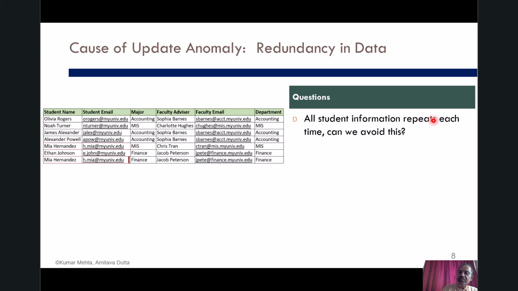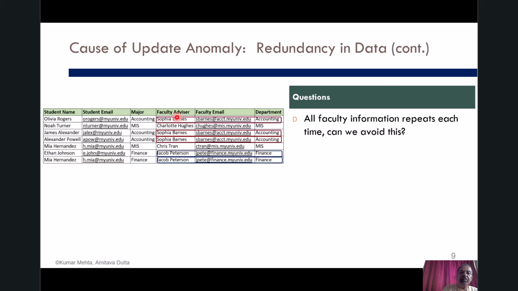All student information repeats each time because we put everything in one big list over here. If you have double majors or triple majors, then their name would appear multiple times, and you have the possibility of an update anomaly. So how can we avoid this? Similarly, in the case of Sophia Barnes, Jacob Peterson, their names and email addresses appear multiple times. Now, how can we avoid this kind of redundancy? How can we go about doing that? These are things that we will be discussing next.